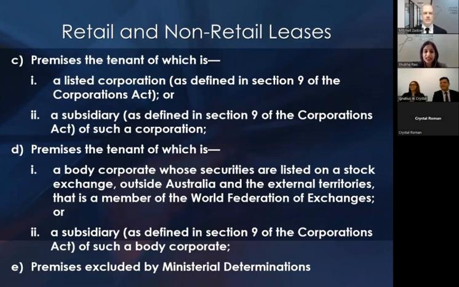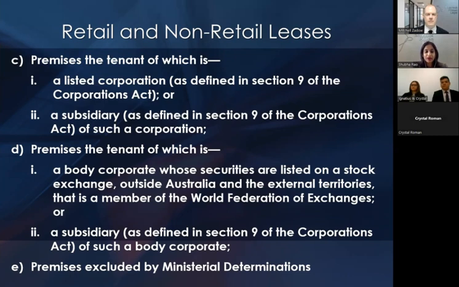If the tenant of the premises is a listed corporation or a subsidiary of such a listed corporation, then that lease is also going to be excluded. They can be listed not just on the Security Stock Exchange within Australia, but also outside of Australia, as long as they are a member of the World Federation of Exchanges. And in the next slide, a subsidiary of such a foreign listed company would also fall within the exclusion.